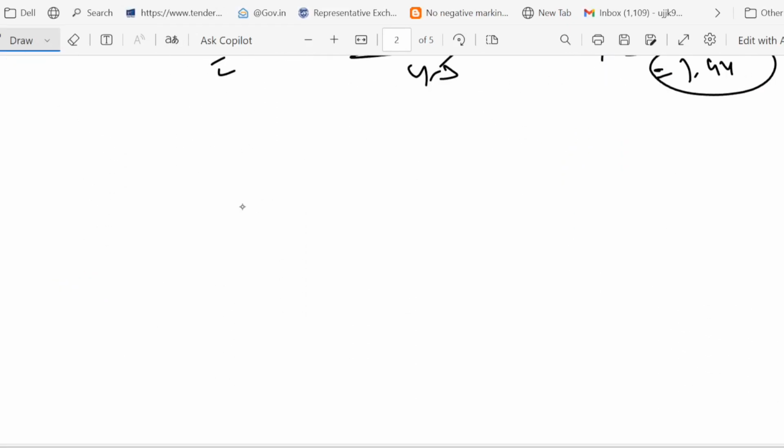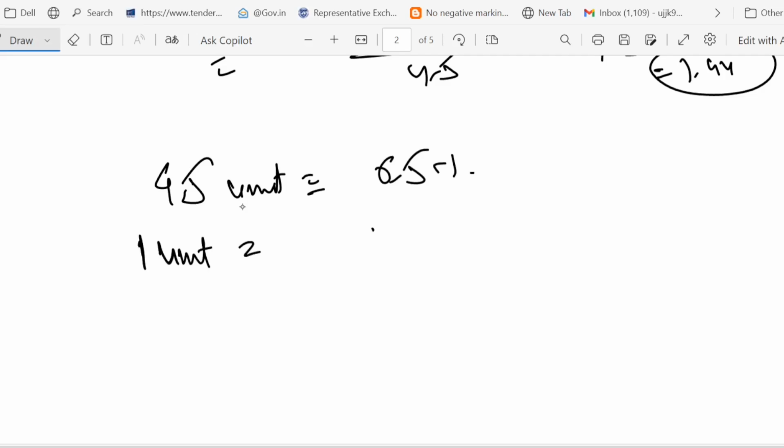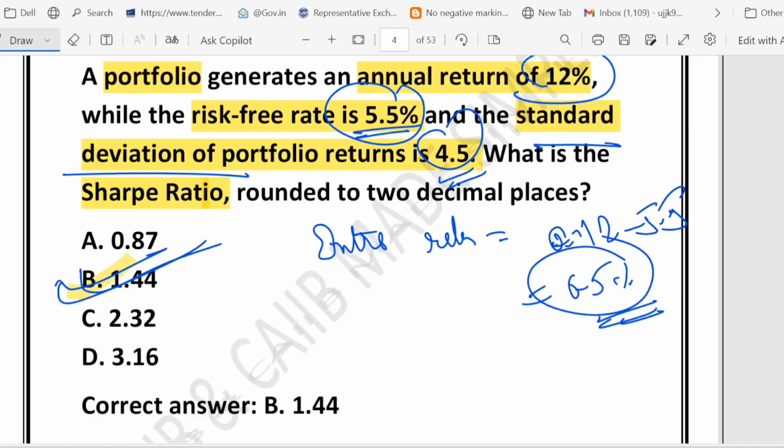See, what I am telling you is that for 4.5 units of risk that you are taking, it is generating 6.5% return. So for 1 unit of risk, how much return is being generated? Just divide by that. It will be nothing but 13 by 9, which is 1.44. That is the correct answer. So option B is the correct one. That is what the Sharpe ratio tells you: reward per unit of risk. Just remember this keyword. This way we understand each and every concept. Whenever I provide you a question, I explain each and every part of it, so that you have a clear understanding of it.